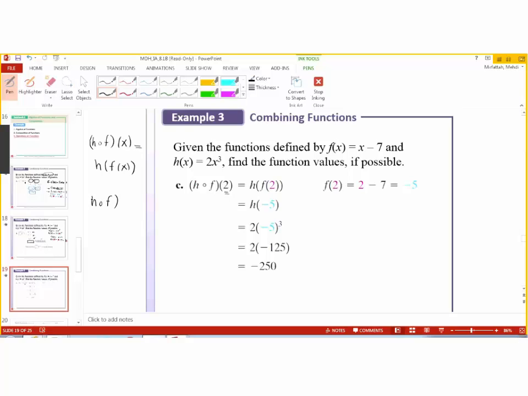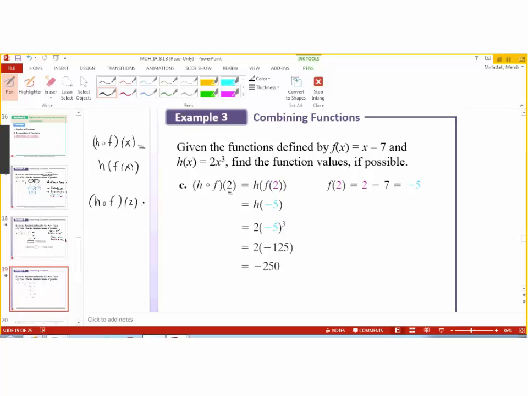So the composition of h with respect to f of 2 would be equal to h of f of 2. So instead of x, we put 2. In this case, you have to evaluate what f of 2 is. Remember, to find f of 2, you have to look for f of x. f of x is given to me as x minus 7. So for f of 2, we substitute 2 for each x in the f function. That's what we have, minus 5 here. So f of 2 is equal to minus 5.